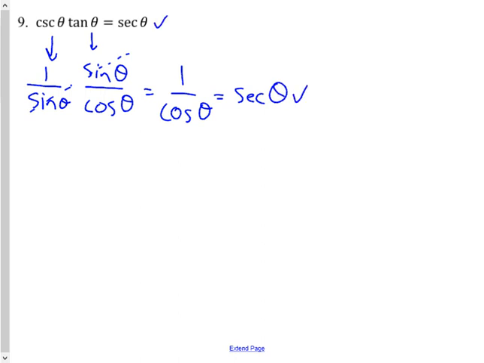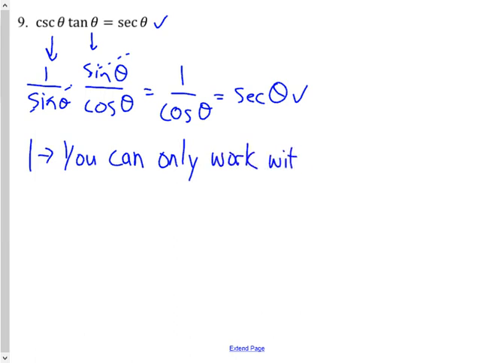Now the other important thing, if we're not doing very hard ones, is you can only work from one side. So generally you're going to pick the uglier looking side, or the more difficult looking side, and work with that one. You can't subtract or divide both sides by a cosecant, right? You can't do things like that. So, moving on.